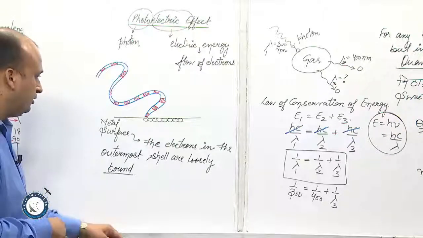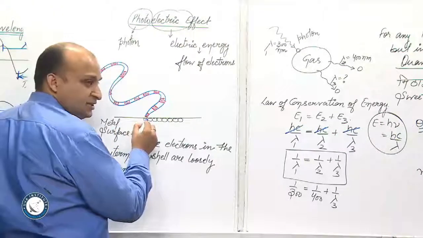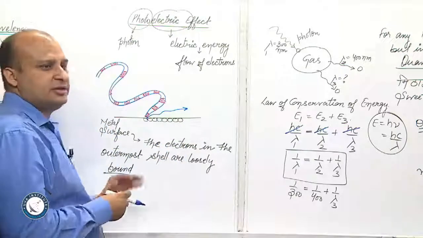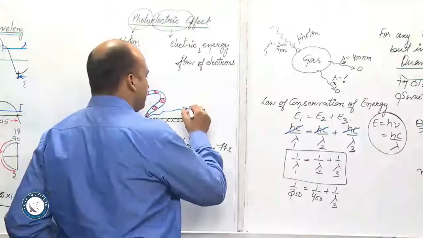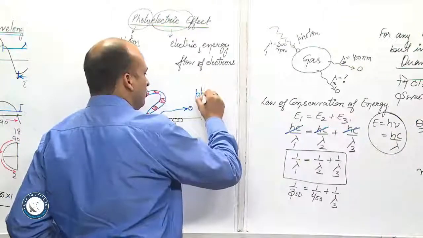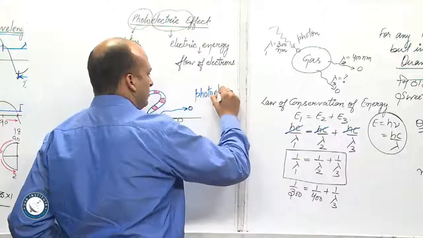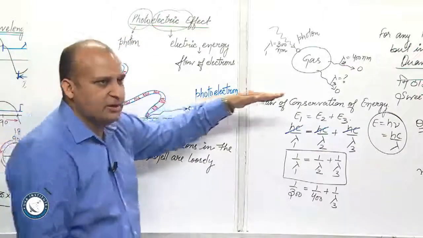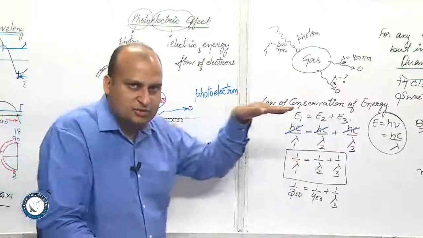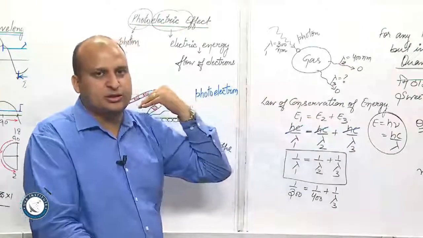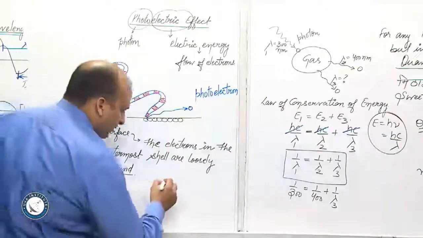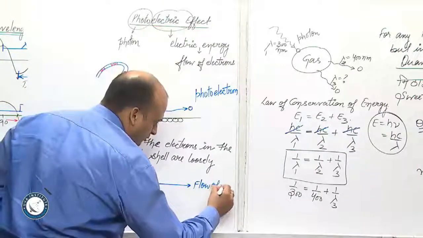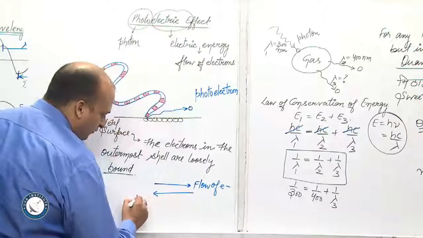Okay, fine. So when this photon strikes this electron, the electron ejects out, and it is termed as a photoelectron. And you see the photoelectron is moving in a particular direction. If the electron is moving in a direction, current moves in the opposite direction. If this is the direction of flow of electron, this is the direction of flow of current.